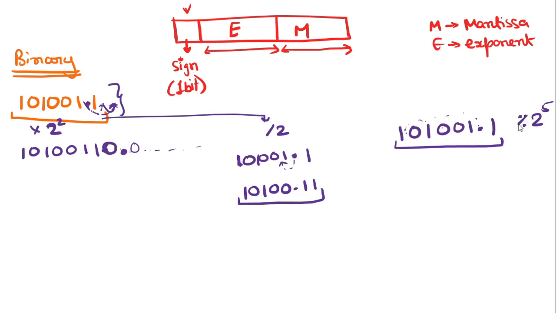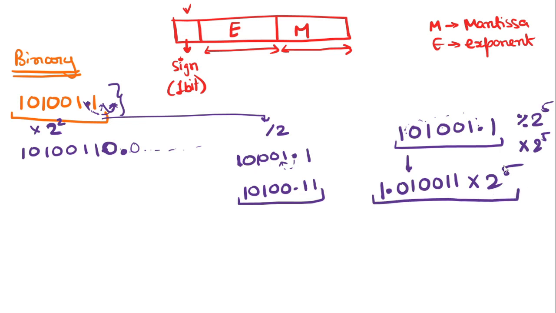But since we are dividing this number by 2 to the power 5, we will have to multiply it by 2 to the power 5. In that way, we will get 1.010011 times 2 to the power 5. I think I'm making sense here. So in this situation, what will be the mantissa and what will be the exponent? The exponent will be 5.